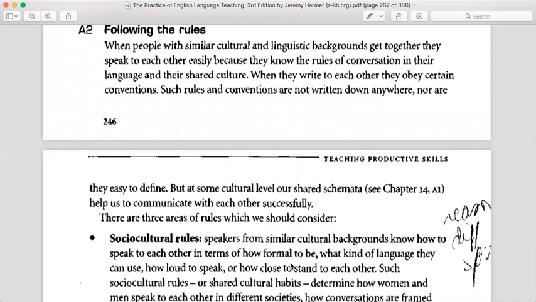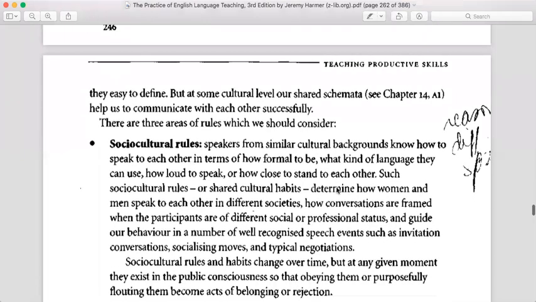Other than that, a better example of teaching of language out of cultural context is these books, right? Because they are taken from another culture and teachers are trying to teach students something that they have not experienced, right? So these are some conventional rules that speakers need to follow. Okay.